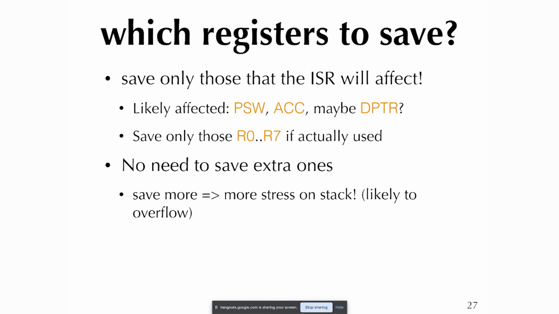So if you have to craft the code by hand, then you can decide which ones actually get affected and which ones don't need to be saved and restored. Okay.